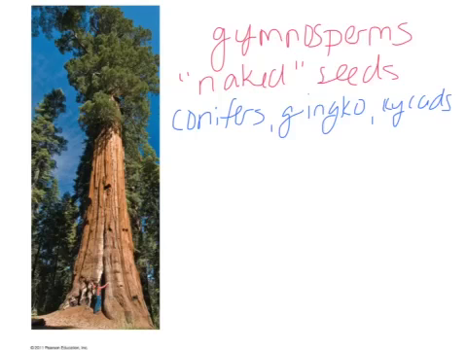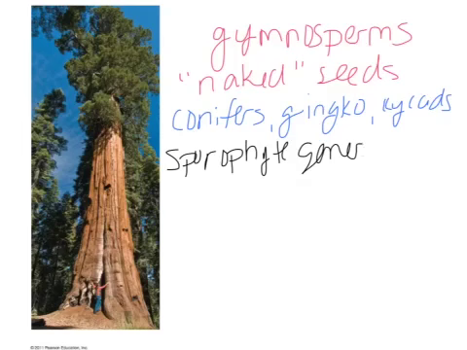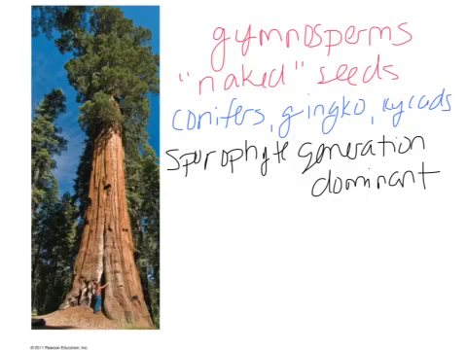So again, my sporophyte generation here is still dominant. Okay, so the sporophyte generation is still dominant, so my diploid generation is still dominant here. My seeds are exposed because they're not enclosed in an ovary, but they are on modified leaves, and so they usually form cones. So these are going to be things like pine trees that have pine cones on them.